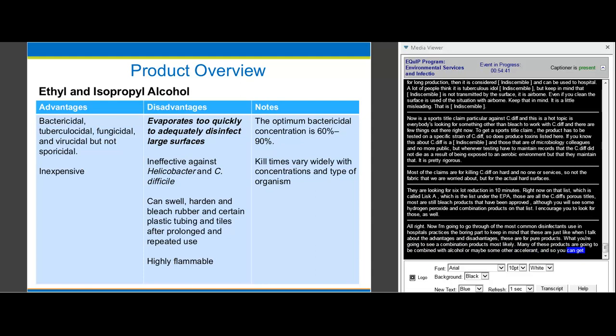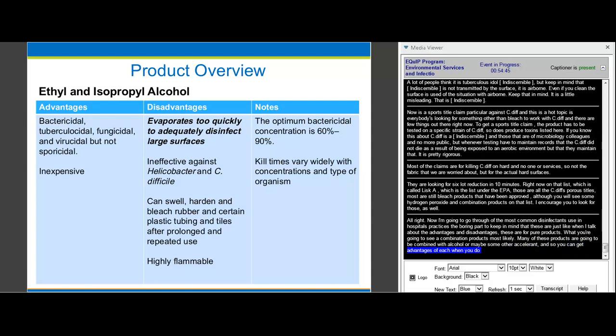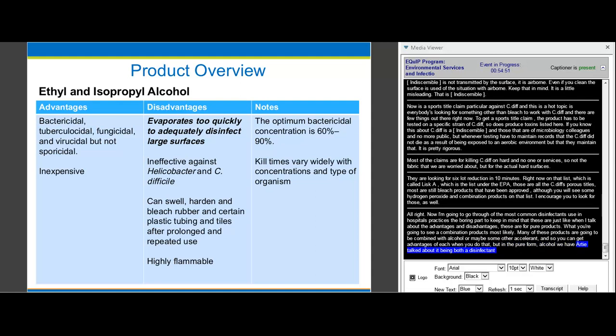But in the pure form, alcohol, we've already talked about it being both a disinfectant and an antiseptic. It is quite bactericidal, fungicidal, and virucidal. It won't kill the spores, though.